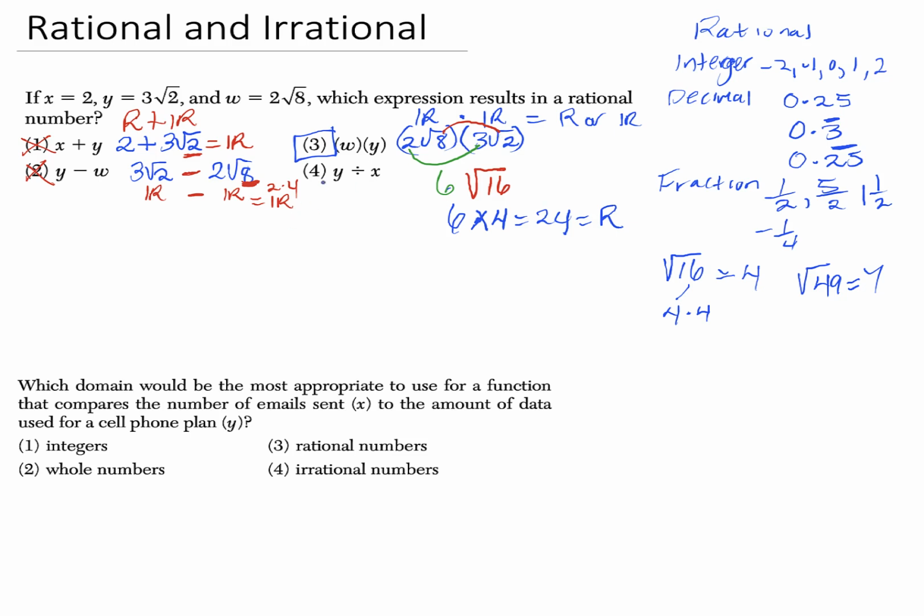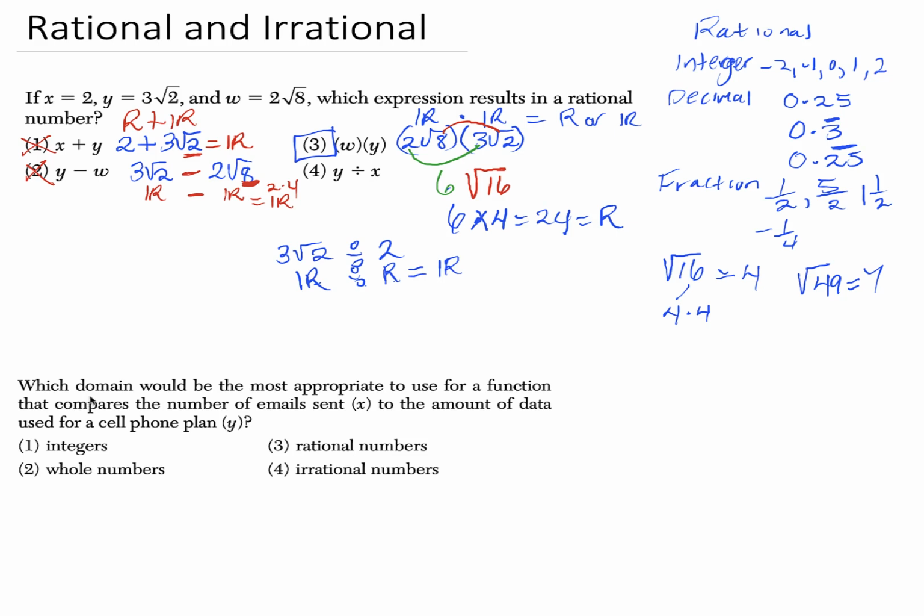Now, if we want to check on number 4, you have Y, which is 3 square root 2, and you're dividing by X. Now, this is a whole different story. We know this is irrational, and we know that the X is rational. Why did I write X? Let's erase that. X is actually 2. We know that's rational. So notice that an irrational divided by a rational, you guessed it, your answer would be irrational.